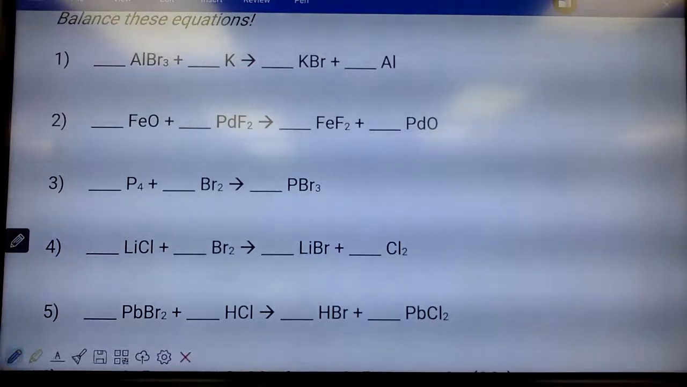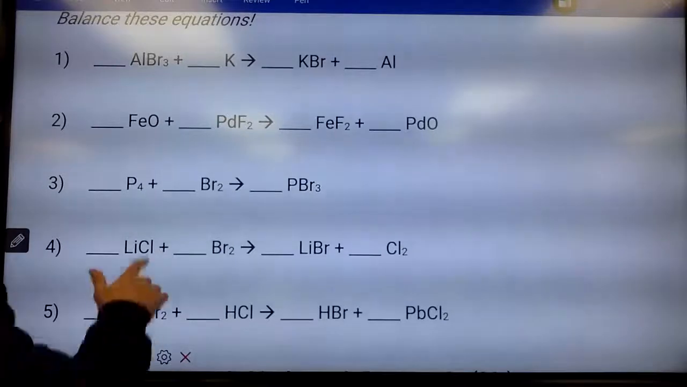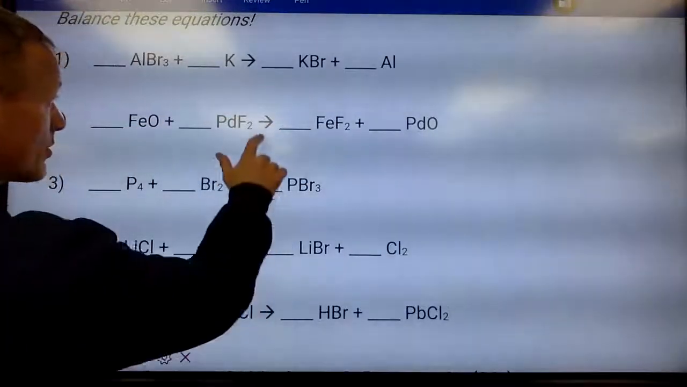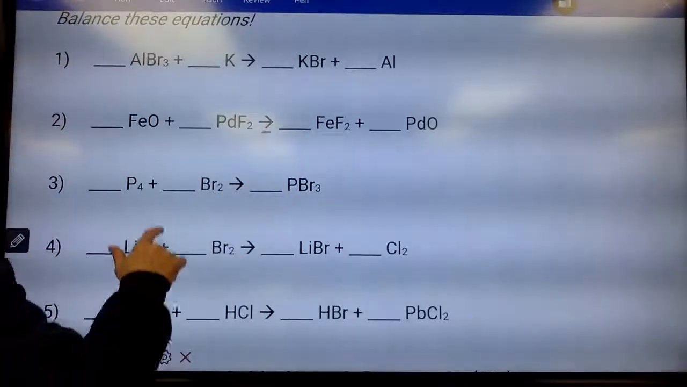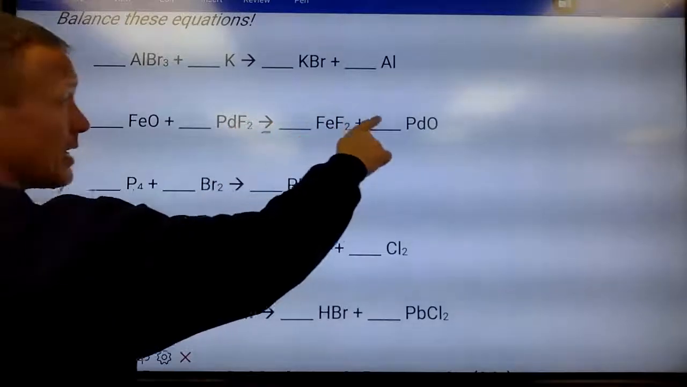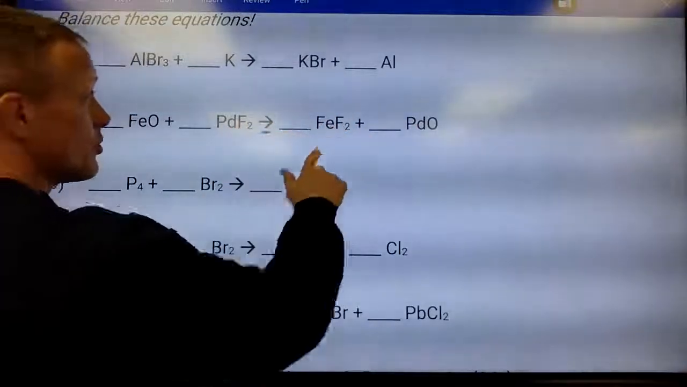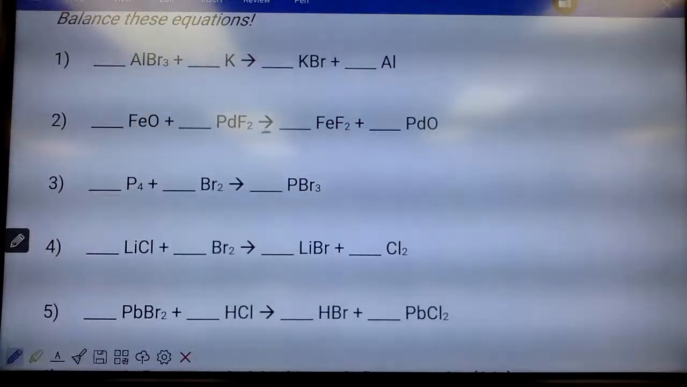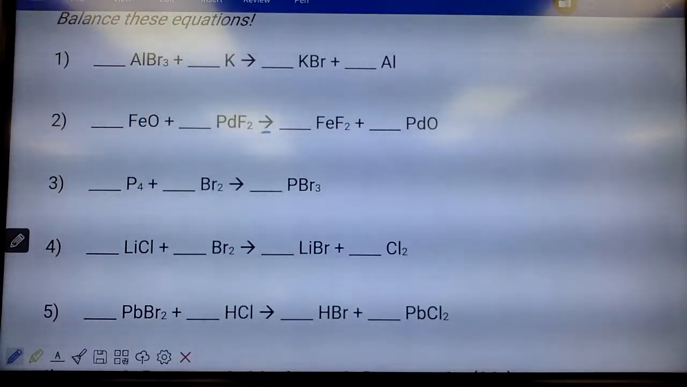Second one here. Again, I start at the beginning. You have 1 Fe and 1 Fe on that side. So we'll keep those equal. Remember, that's your equal sign. 1 oxygen, 1 oxygen. 1 Pd, 1 Pd, 2 Fs, 2 Fs. This equation is balanced. Just a 1, 1, 1, 1. So everything is equal there.